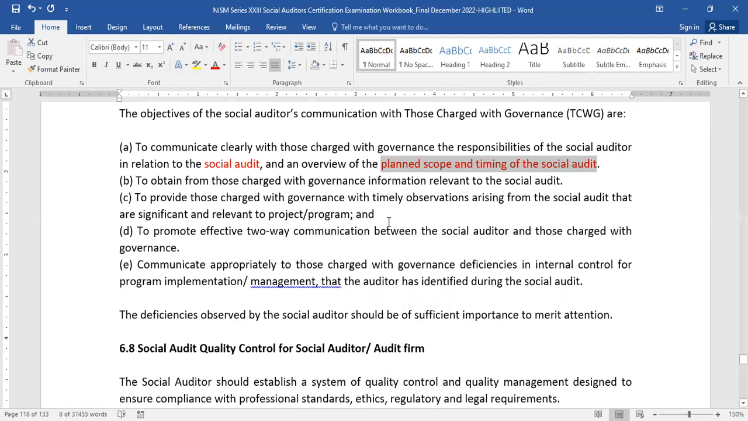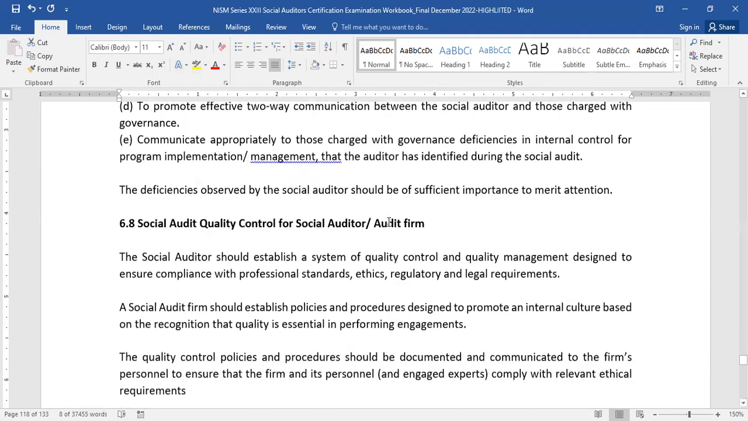Communicate appropriately to those charged with governance deficiencies in internal control for program implementation, management, that the auditor has identified during the social audit. The deficiencies observed by the social auditor should be of sufficient importance to merit attention.